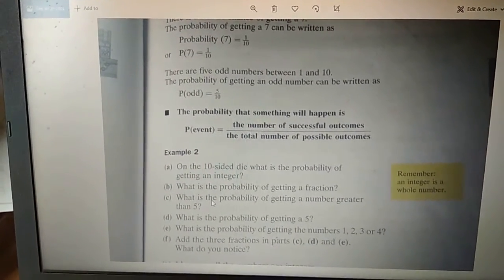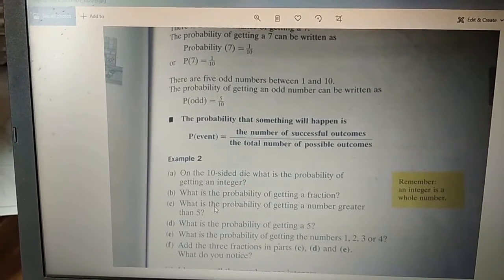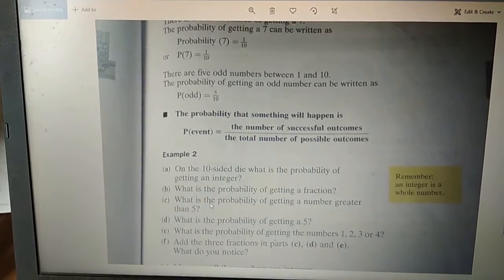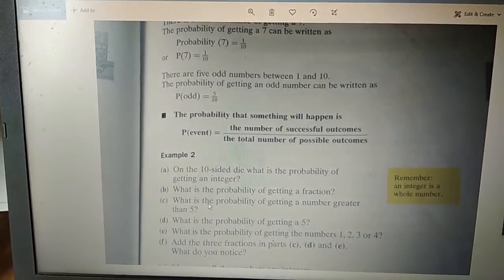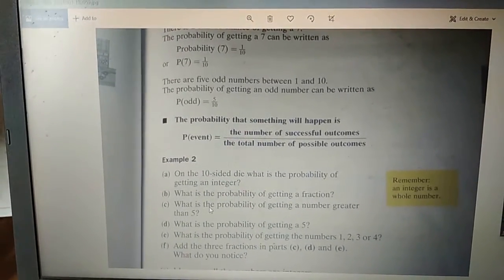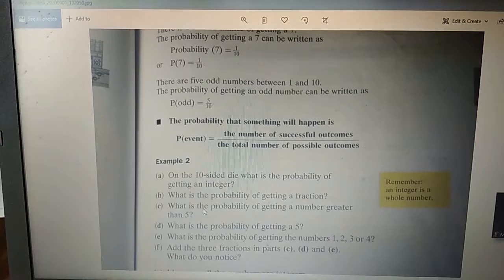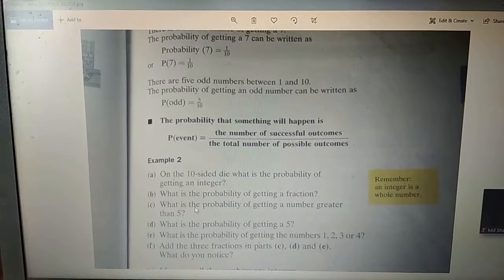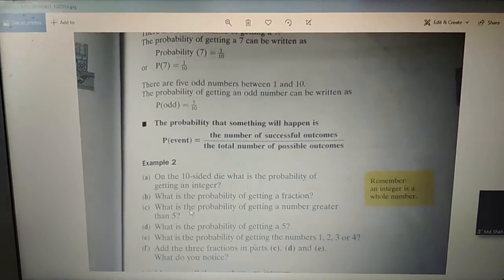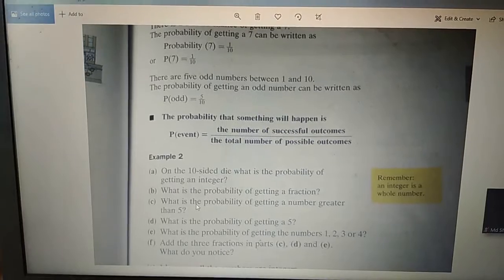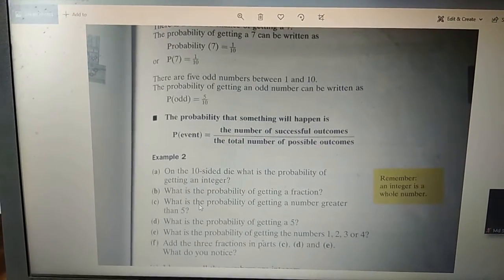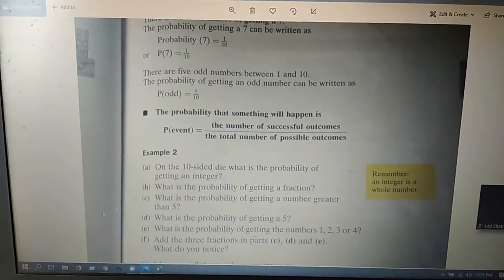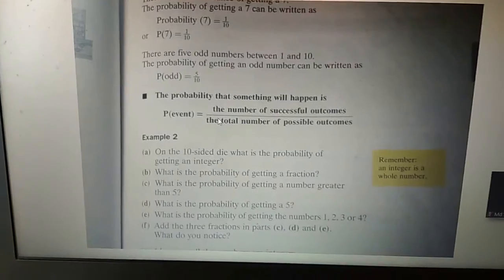Suppose we are rolling a dice. There are basically a total of 6 possibilities. Maybe you will get 6, or maybe you will get 1, whatever, but you will have 1 successful outcome. That is the event here. So P of event equals the number of successful outcomes divided by the total number of possible outcomes. Out of total possible outcomes, what is your successful outcomes? That is the probability. We will look into some examples.